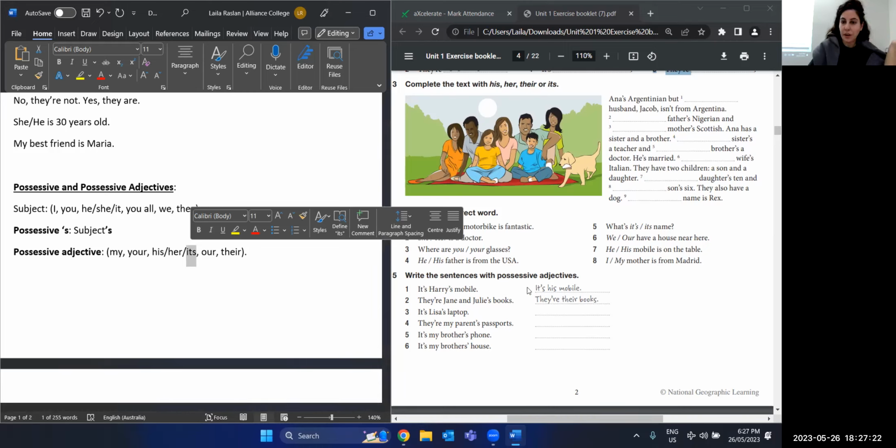Good. Write the sentences with the possessive adjective. So it's Harry's mobile, it's his mobile. They're Jane and Julie's books. They're their books. Now this one becomes pronunciation. They're, their, same. They're their books. Yeah, but how do I make it sound?